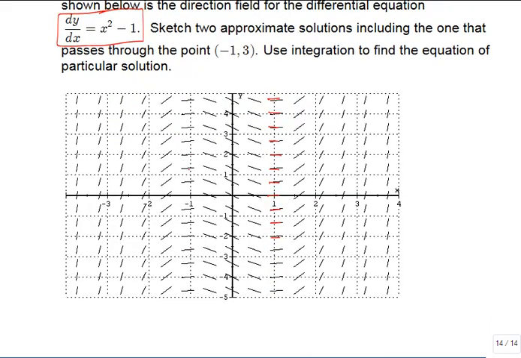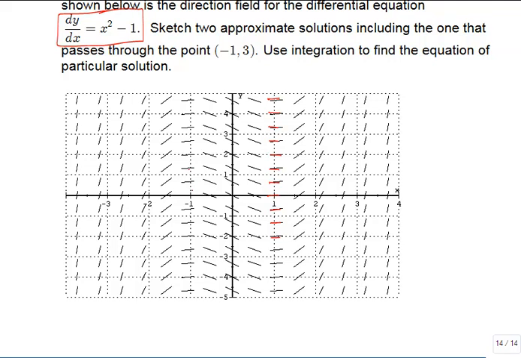Now remember what a slope does. It tells you the direction that your curve is supposed to go in. So these slope fields or direction fields sort of show us what these solutions should look like. If you follow the dashes carefully, you can almost sketch in what those graphs should look like. And that's what we want to do here. We want to sketch two approximate solutions, including the one that passes through the point -1, 3.